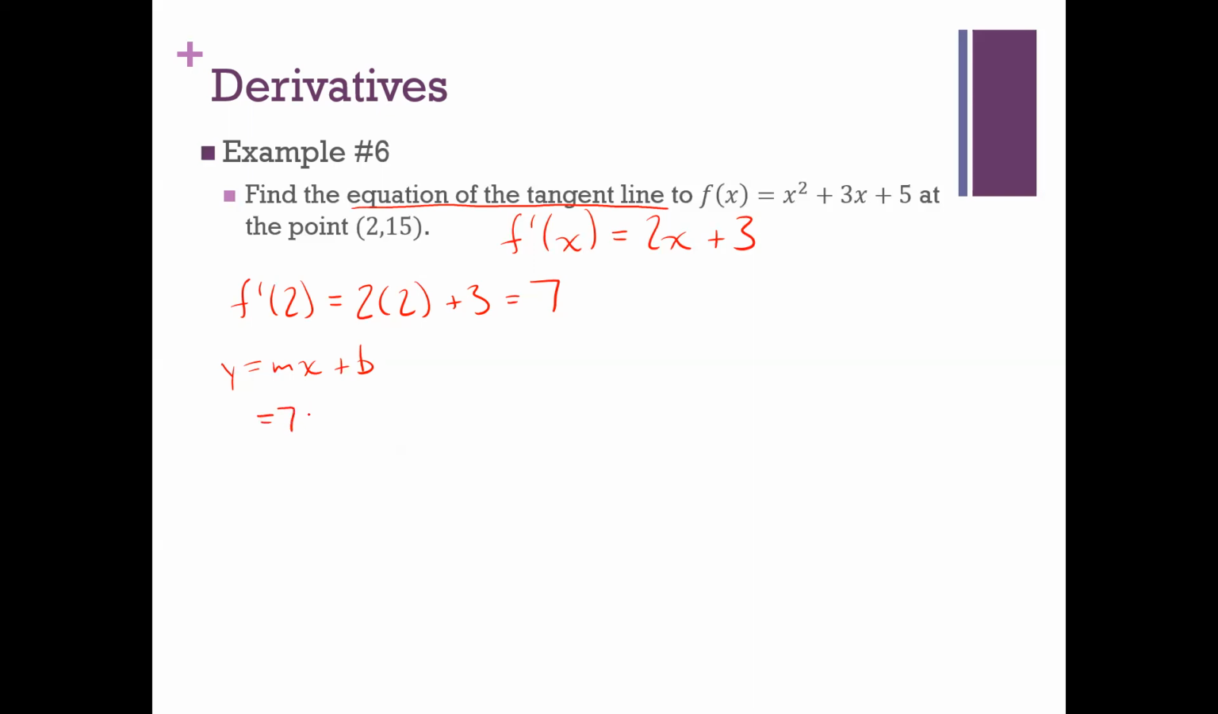How about x and y? x is 2 and y is 15. So that gives us that b equals 1. And my tangent line has the equation y equals 7x plus 1.